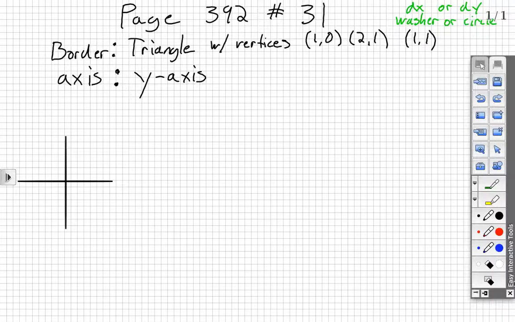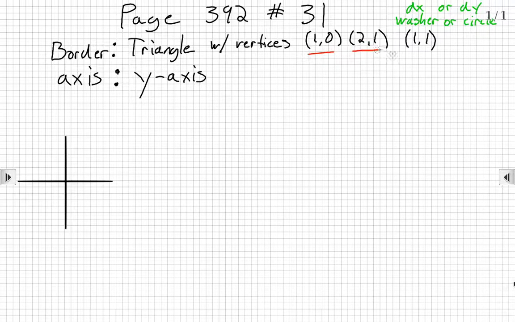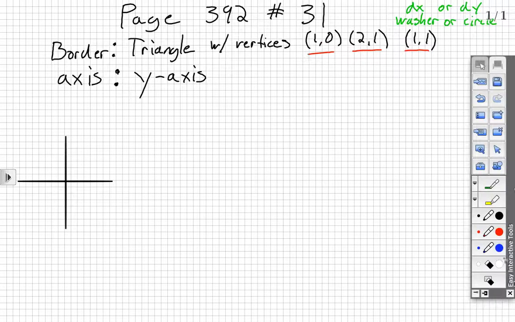Page 392, number 31, is different for a couple of different reasons. One, we don't have linear equations or nonlinear equations to describe our border. Instead, our border is described to be a triangle with the following vertices. Let's go ahead and plot those vertices and talk about how to change and adapt our strategy to reflect that.